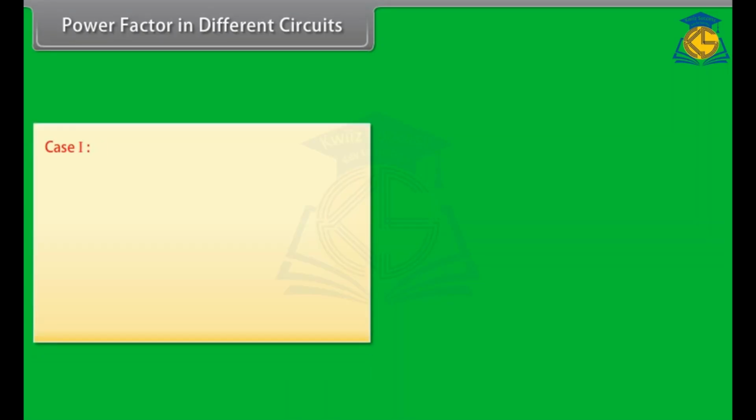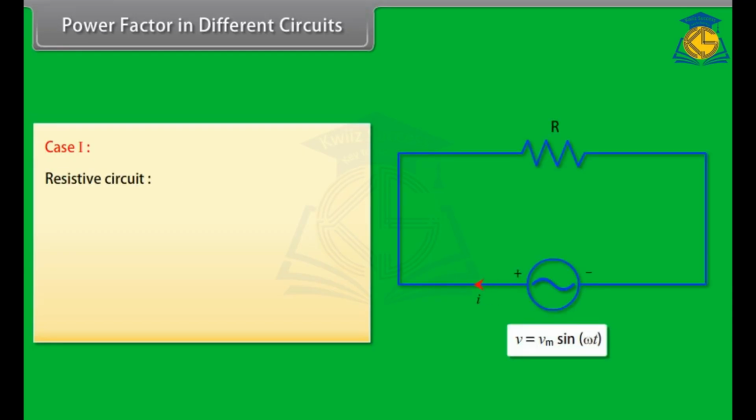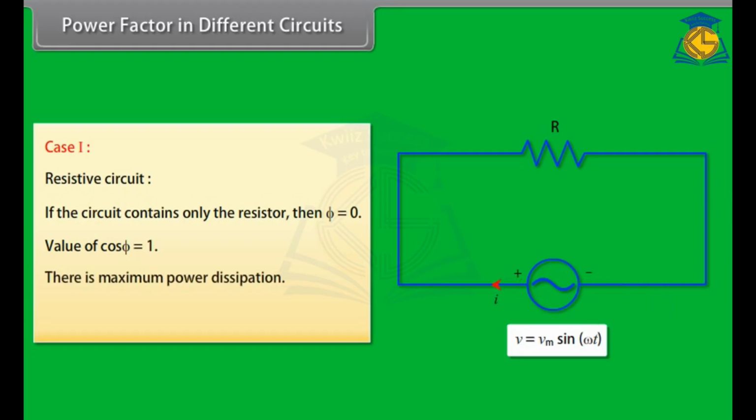Case 1. Resistive circuit. If the circuit contains only the resistor, then phi is equal to 0. Value of cos phi is equal to 1. There is maximum power dissipation. P bar is equal to the product of Vrms and Irms.